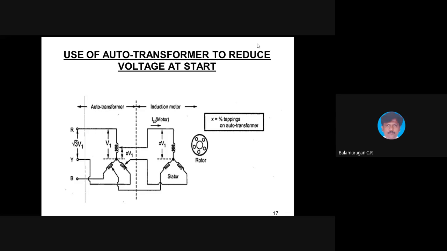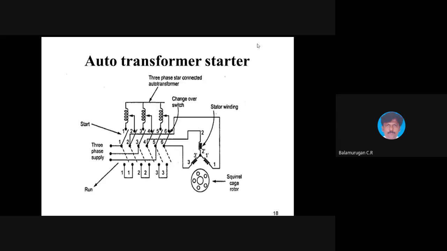The auto transformer will have a variac. What is the role of the auto transformer? It is used to give a variable input voltage, which can vary from 0 to the maximum value. Based on the position of the variac, the voltage will be fed to the induction motor. Now we'll see the next diagram. This is the actual auto transformer starter diagram.